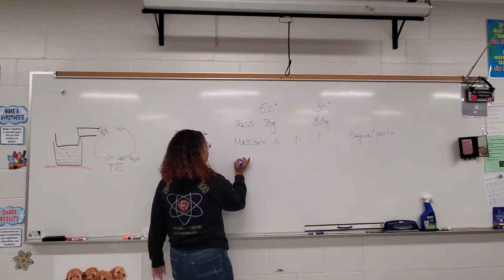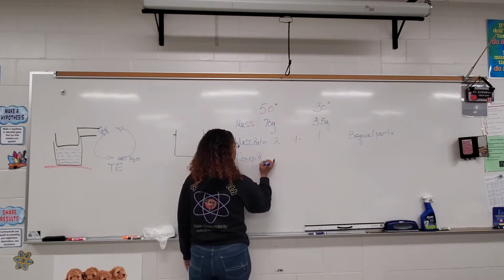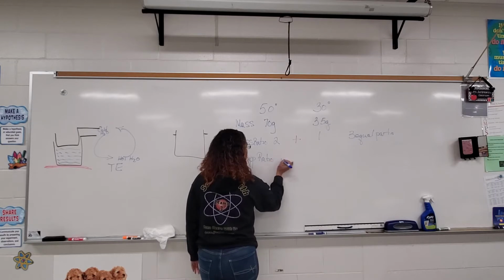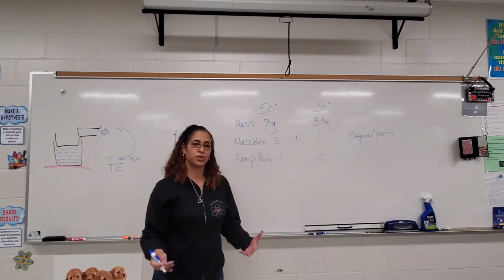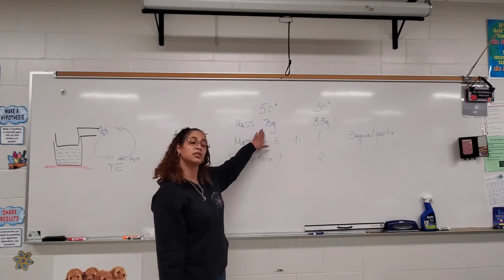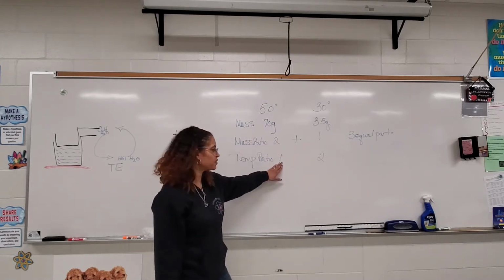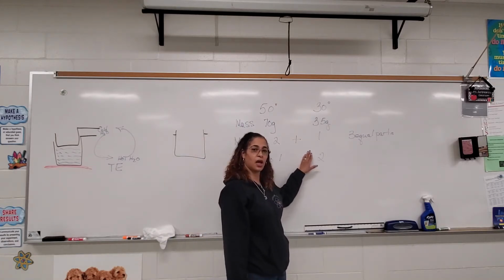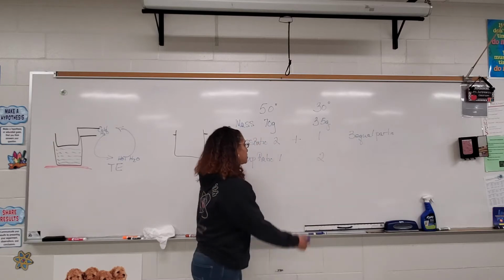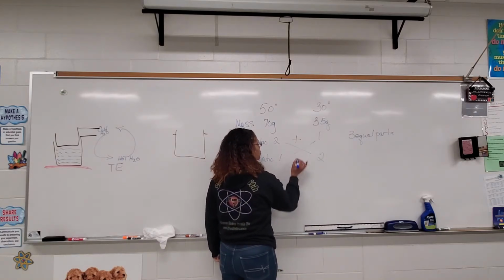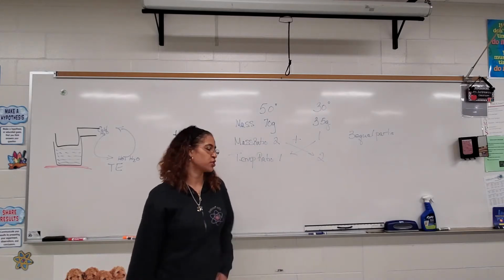So the temperature ratio then is 1 to 2. Why is it 1 to 2? Well, since this has twice as much mass, it is going to change half as much as this one, which, since it has half as much mass, is going to change twice as much. So the temperature ratio is the reciprocal of the mass ratio.